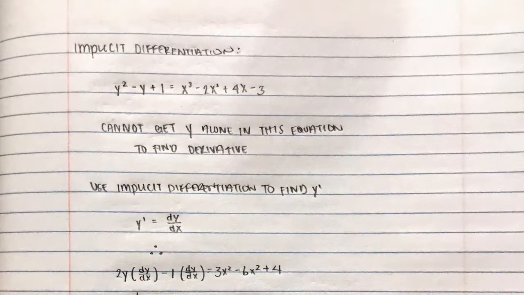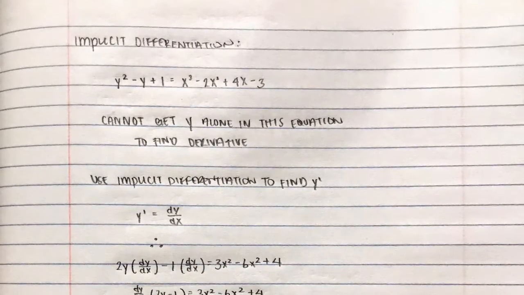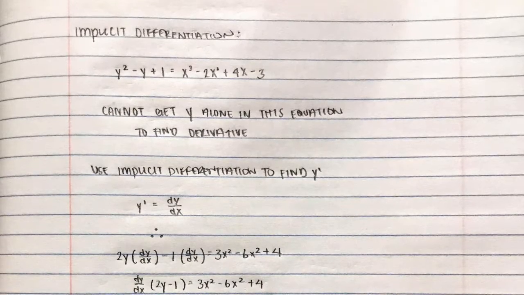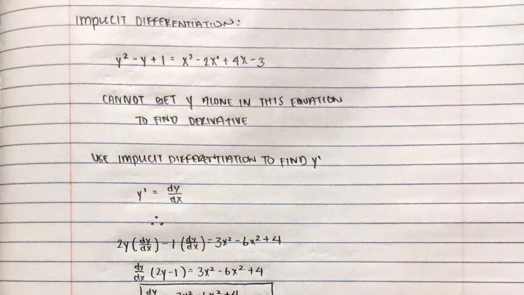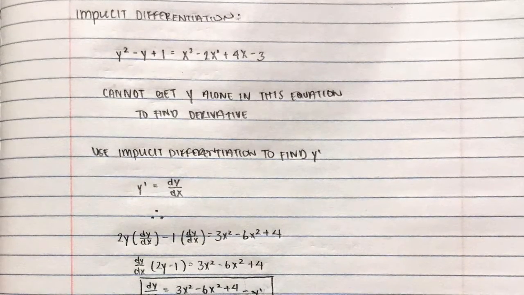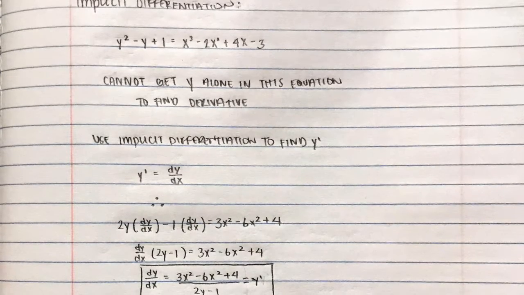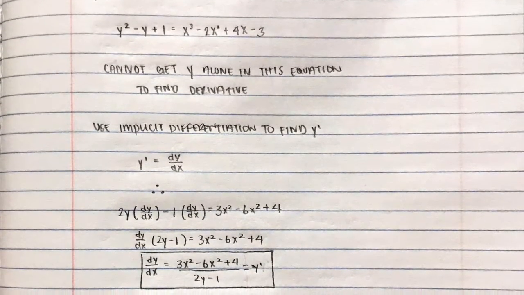For example, in order to make this make more sense, in the equation y squared minus y plus 1 is equal to x cubed minus 2x squared plus 4x minus 3, y cannot be isolated by itself, and therefore we cannot use the normal way we use to find the derivative, or y prime, or dy/dx, depending on what you want to call it. Therefore, we must use implicit differentiation in order to find y prime.